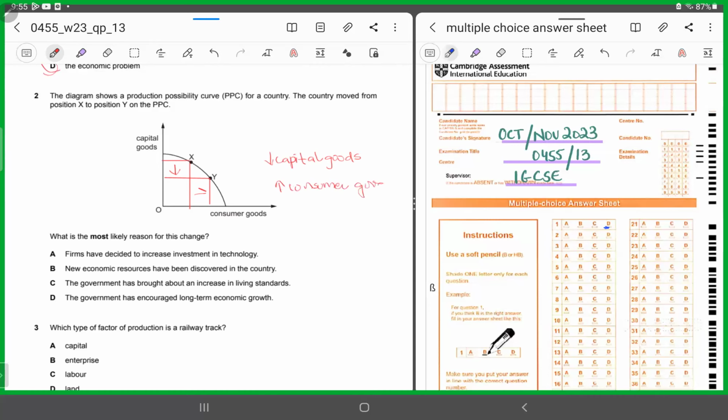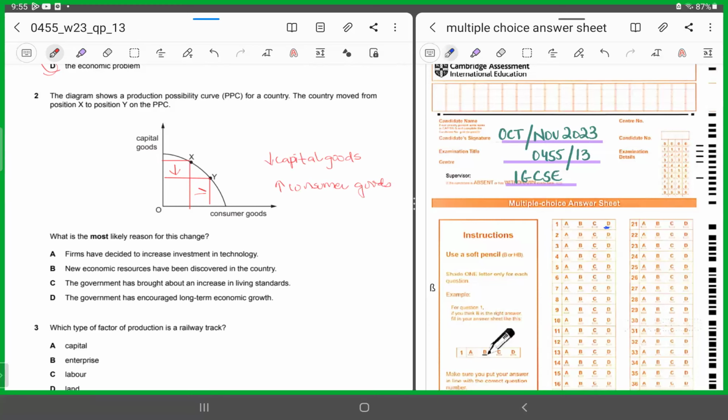All right, now let's see what they are asking. They're saying, what is the most likely reason for this change? Why would a country opt for producing less capital goods and moving towards producing more consumer goods? What could be the reason for this change?